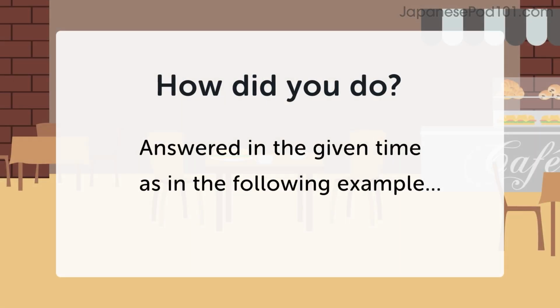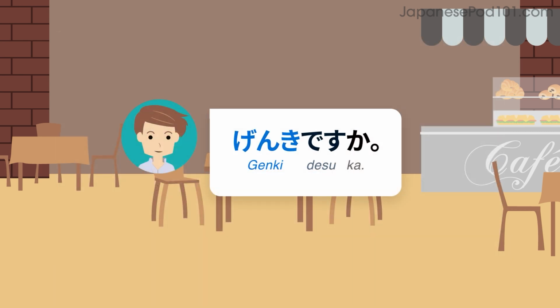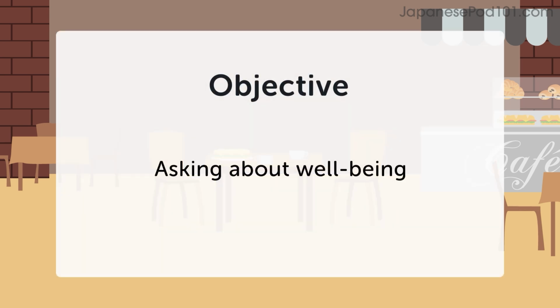How did you do? You can consider this practice exercise successful if you were able to answer in the given time and use the proper expression as in the following example. 元気ですか?Try this practice exercise again if you want to improve your fluency or skill in any of these areas.